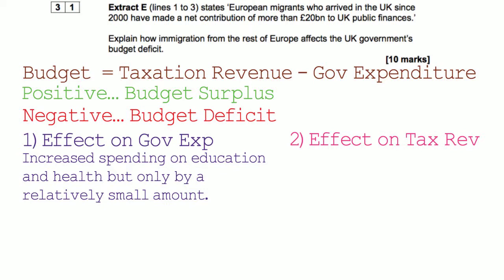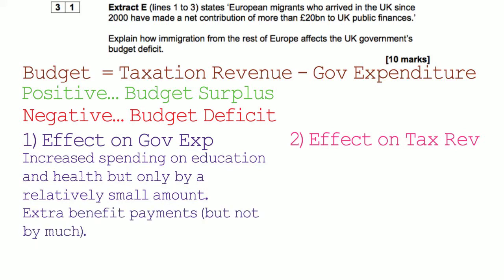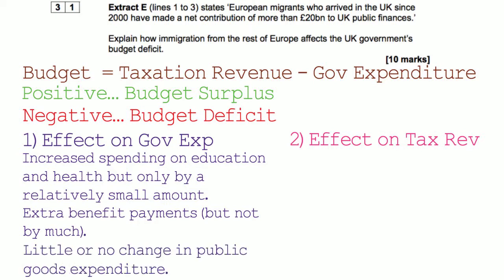In addition, some migrants who come over may claim benefits off the state. However, Extract E says those who arrived in the UK since 2000 were 43% less likely than British people to receive state benefits. Migration will likely not affect the amounts that the government spends on public goods. If we take the example of defence as our public good, we would likely not see any increase in expenditure on defence if the population was to rise. So if we look at all the effects that I've just listed, the government's expenditure will rise if there is migration. So now let's have a look at migration's effects on the government's taxation revenues.